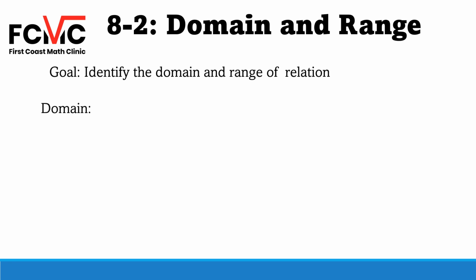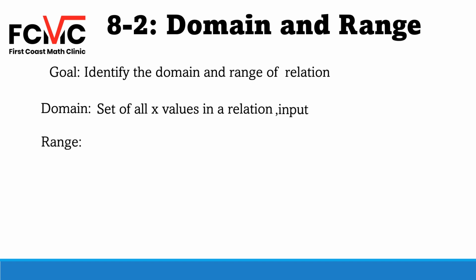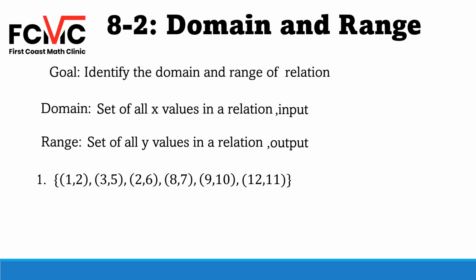So the domain of a relation is the set of all x values in that relation, or the input. The range is the set of all y values in a relation, or the output. So let's look at this relation as a set of ordered pairs.